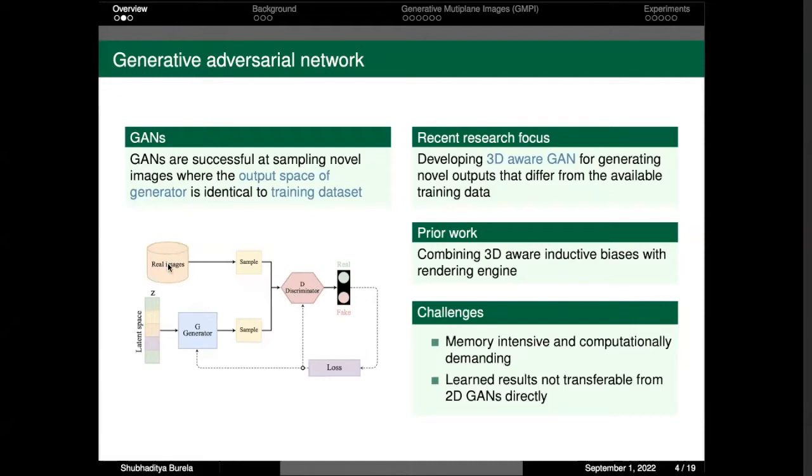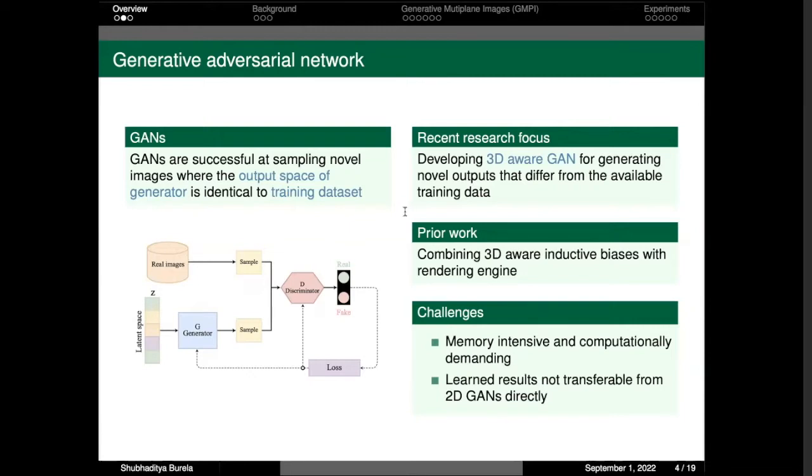So these are the real images, and then there is a discriminator. The generator needs to generate not exact copies, but images which closely resemble the real images so that it can fool the discriminator. So this is the basic structure of GANs, and they are very successful at sampling novel images where the output space of the generator is identical to the training data set, which is just the real images.